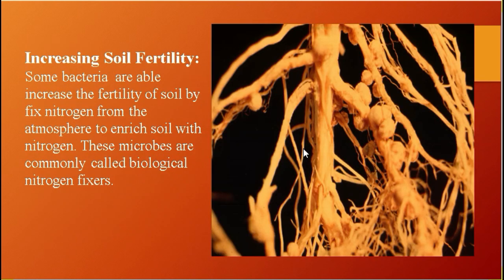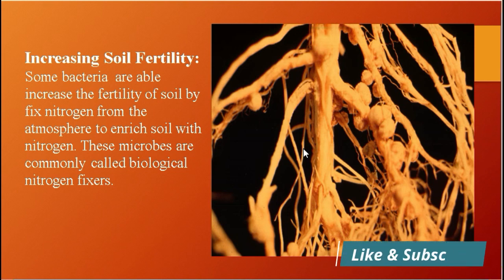Students, as you know, plants require a lot of nitrogen to make proteins, but after harvesting the crops, soil becomes deficient in nitrogen. Students, you also know that there is about 78% of nitrogen in our atmosphere in gaseous form, but plants can't use this gaseous nitrogen in this form.